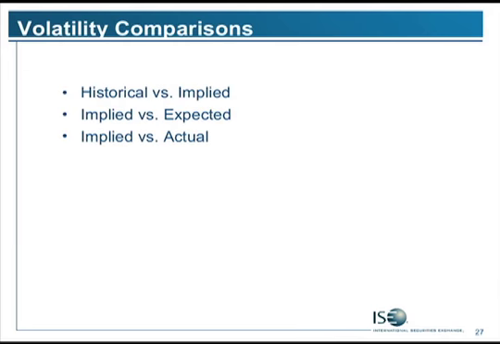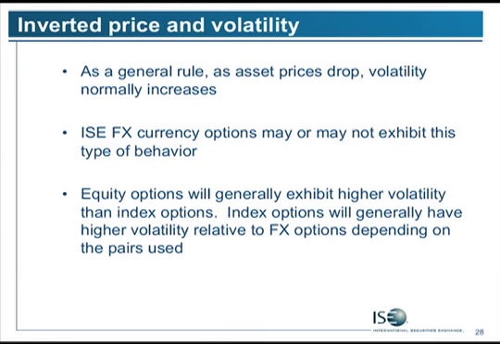So how do you look at this volatility? Well, you look at historical versus implied, implied versus expected, and implied versus actual. As a general rule, as assets drop, volatility normally increases. Not always the case with ISE FX options. I'm going to show you some skew charts, and you'll hopefully understand how this all works out. But in typical equities, as the asset falls, you see higher volatility.